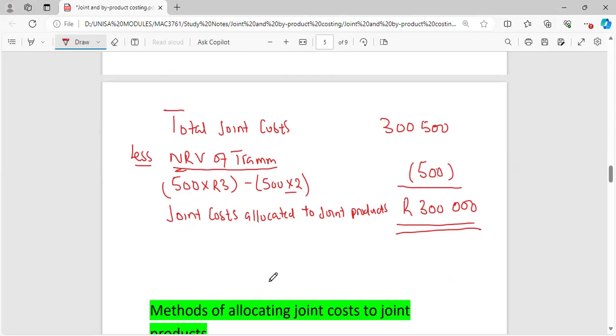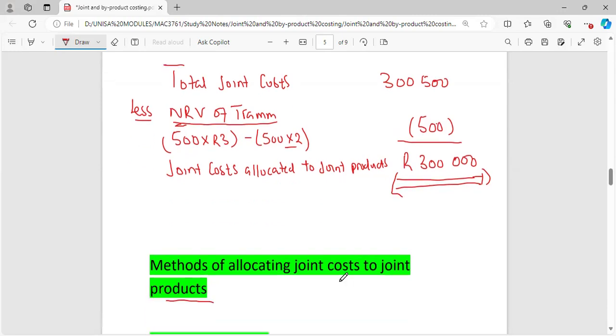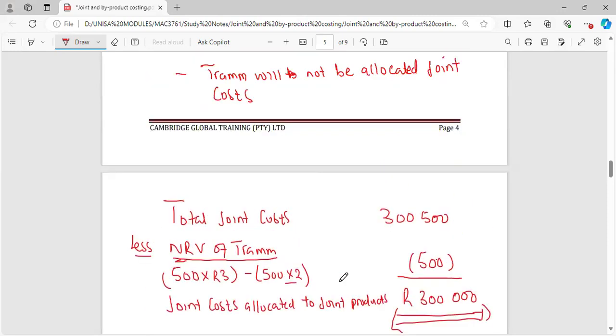In your questions, once you have your joint costs to be allocated to the joint product, now you can allocate joint costs to joint product using the allocation method that is specified in the question. So the first step: you cannot start by allocating because you don't know the joint costs that are going to be allocated to the joint product. So you need to come up with the joint cost to be allocated first. Then once you have the joint cost, you can now allocate.